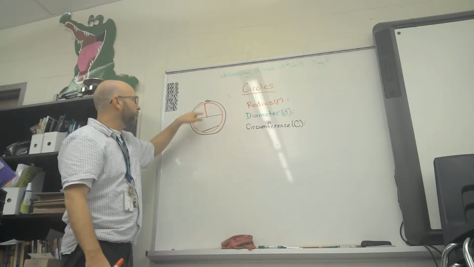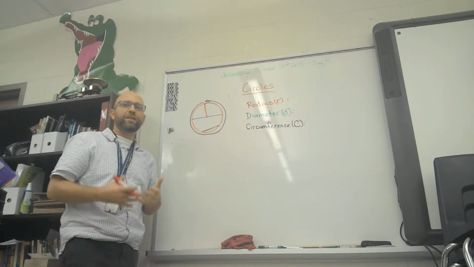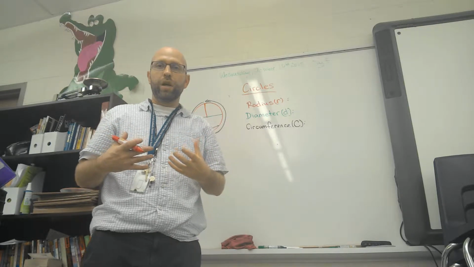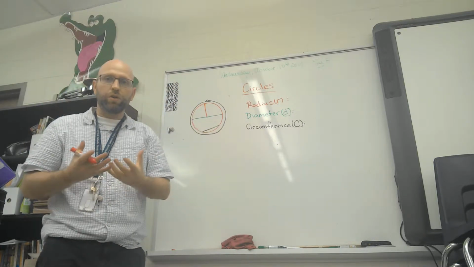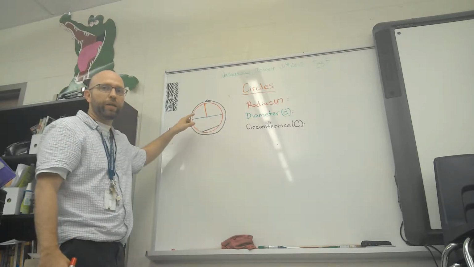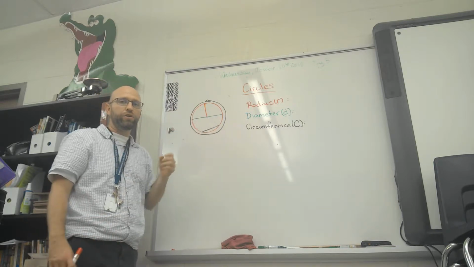The diameter is in green, the radius is red. The black on the outside is like what I say when we're looking at the perimeter of some shapes. The outside of a circle is a circumference. So that's represented in black. And we look at how much is it on the outside of the circle.